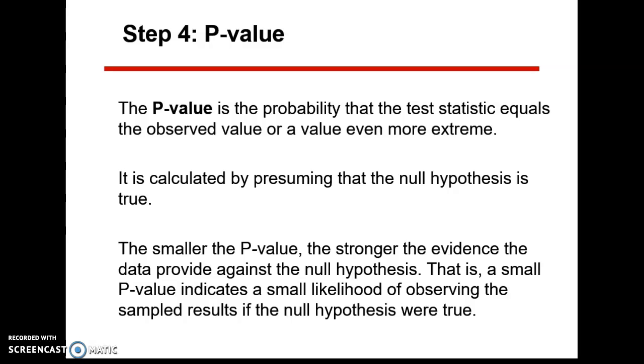So the p-value is the probability that the test statistic equals the observed value, or a value even more extreme. You calculate it by presuming the null hypothesis is true. It basically gives you your center for your sampling distribution. You're saying this is what would really be true. The smaller the p-value, the stronger the evidence the data provides against the null hypothesis. So small p-values are what you're looking for, but you may not get them.